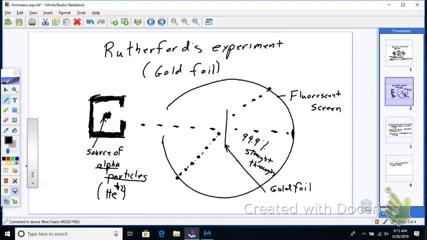Did we just have the one going straight through, or did we have some of the other deflections? We had the deflection. We went right at the end.